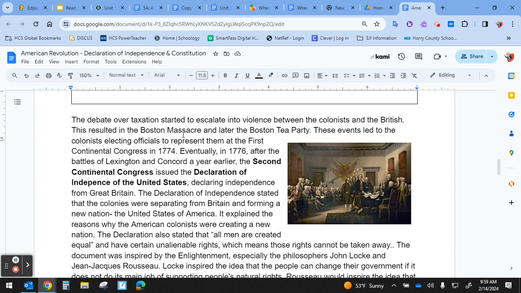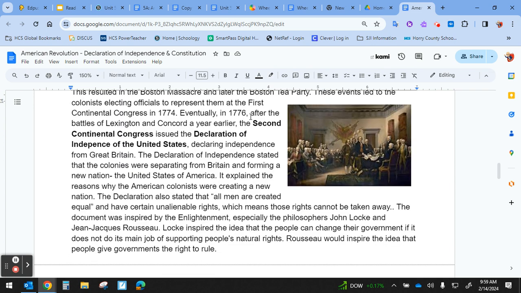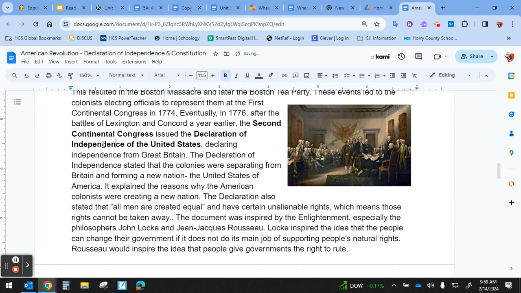The debate over taxation started to escalate into violence between the colonists and the British. This resulted in the Boston Massacre and later the Boston Tea Party. These events led to colonists electing officials to represent them at the First Continental Congress in 1774. Eventually, in 1776, after the battles of Lexington and Concord a year earlier, the Second Continental Congress issued the Declaration of Independence of the United States, declaring independence from Great Britain.